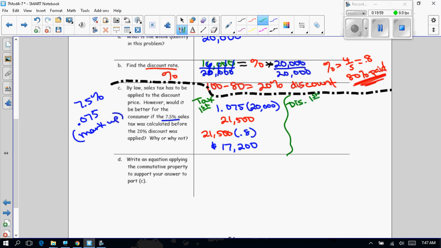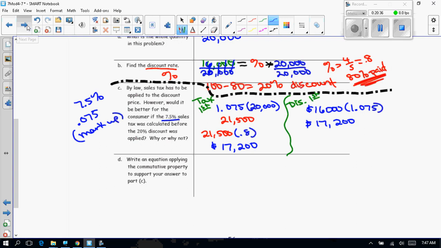Well, I already know that I'm paying $16,000 for the car, right? They told me that. I've already figured that part out. And I'm now going to multiply it by just the sales tax, which I know is 1.075. And when I calculate that, I find out I have to pay $17,200. So even though the state law says I have to do it that second way, does it even matter? No, it doesn't matter. You can do it either way. All right. All righty.